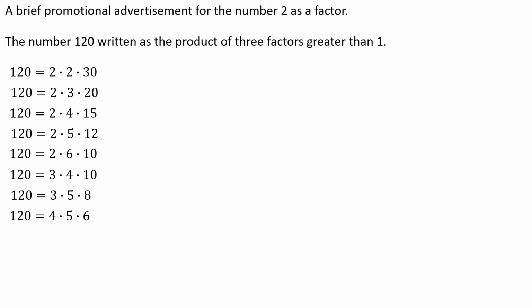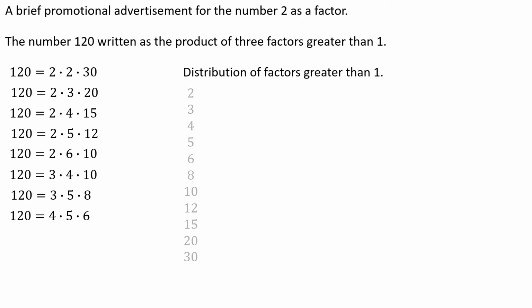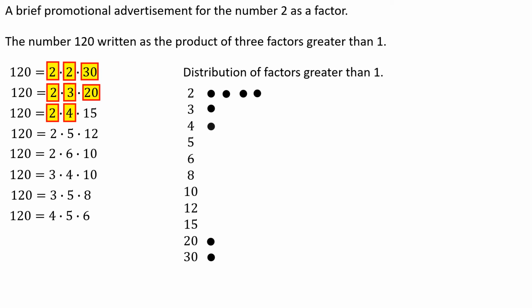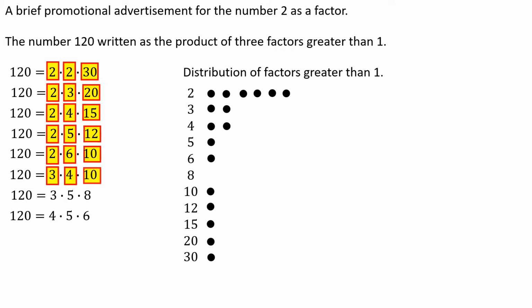That's why I've got them as exactly 3 factors. That's why I don't have like 1 times 1 times 120. And if you take a look at the frequency, you'll notice how often the number 2 is used as a factor. In fact, not only will you notice that the number 2 is used more than any other factor, in general, these smaller numbers appear more often than the larger numbers.